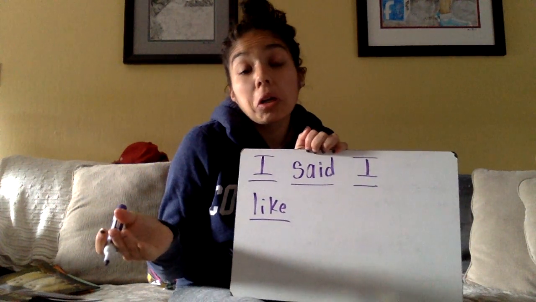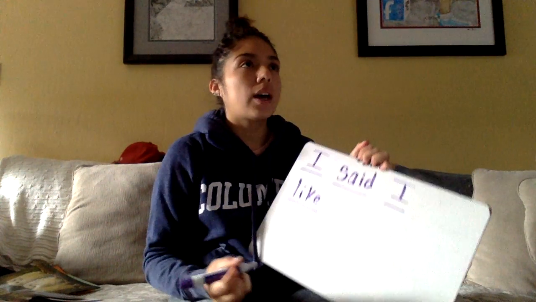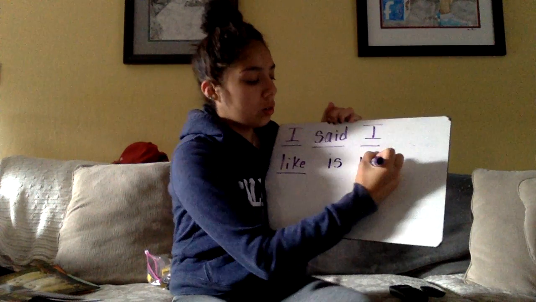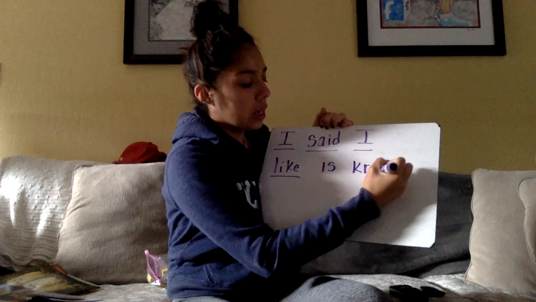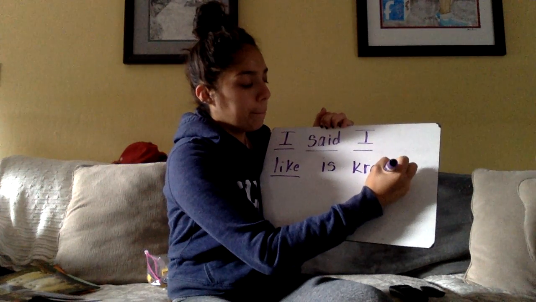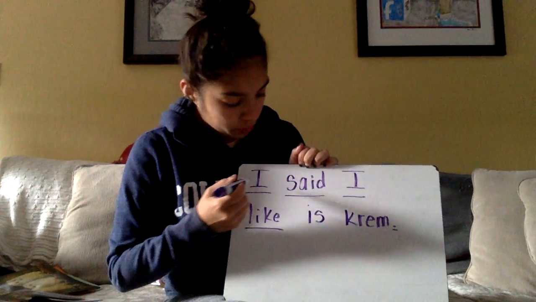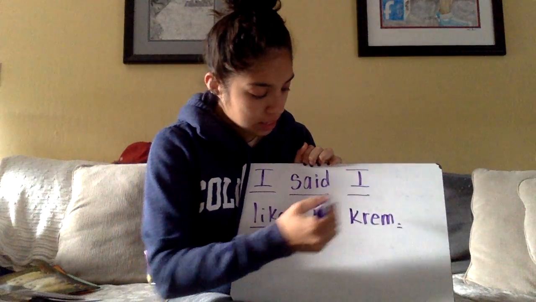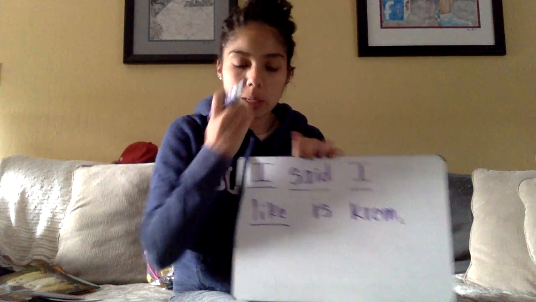Now this might be a word you don't know how to spell. Just try your best. I know that I is saying its name. Ice, k, k, k, k, period. Okay, make sure you have your punctuation. So I said I like ice cream. Nice.